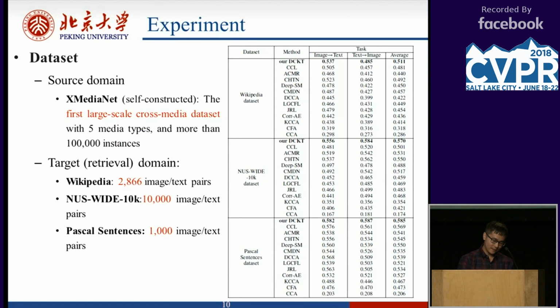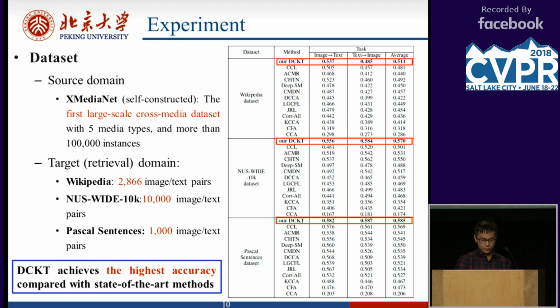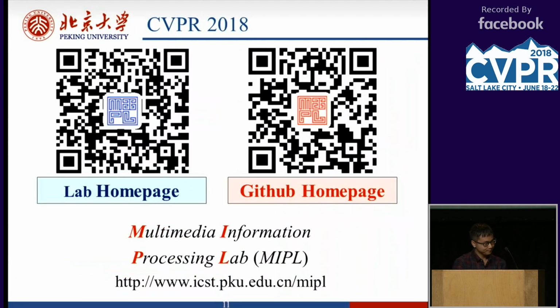Next, experiment. The self-constructed X-media net dataset is used as the source domain, which is a large-scale dataset with more than 100,000 instances. We adopt 3 widely used but small-scale datasets as a target domain. Compared with the methods which are only trained with the target domain, DCKT can obtain inspiring improvement of accuracy.